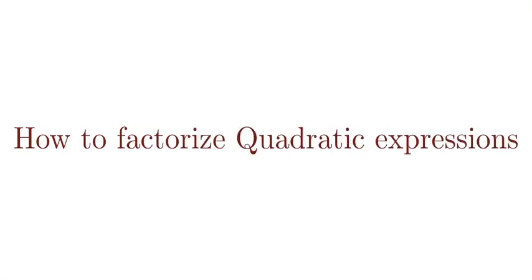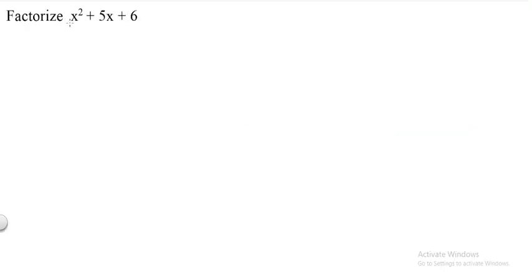Let's talk about how to factorize quadratic expressions. We already have an example on the screen where we have x squared plus 5x plus 6. If given a quadratic expression, the first thing you want to do is multiply this quadratic term here and this constant term. If we do that, we have x squared multiplying 6, so we have 6x squared.